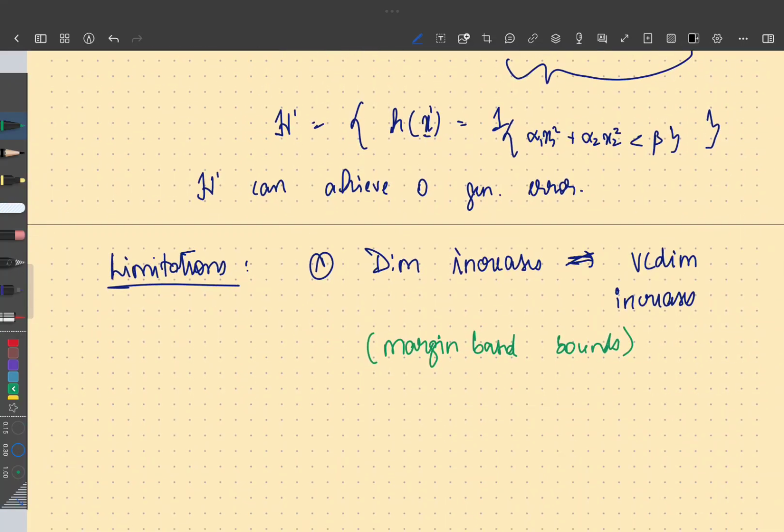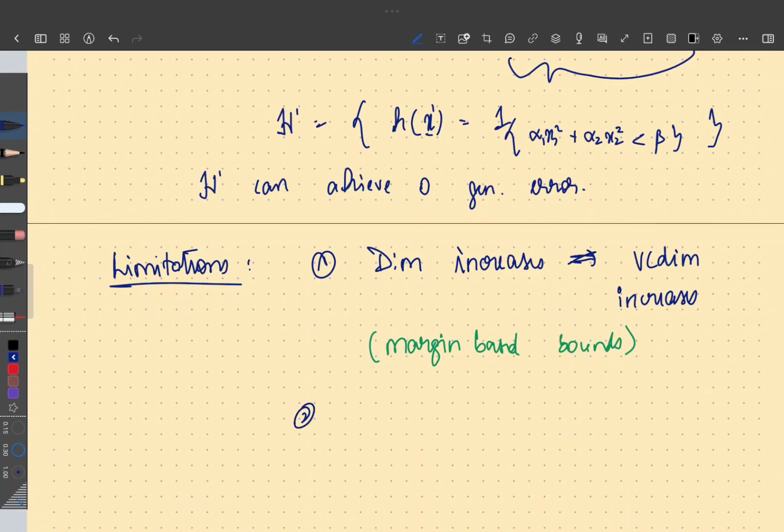So if the data set is linearly separable in the feature space, then I can use a margin-based bound to derive an upper bound on the generalization error. So that takes care of one thing. The second issue is that since the dimension increases, the computational complexity also increases.